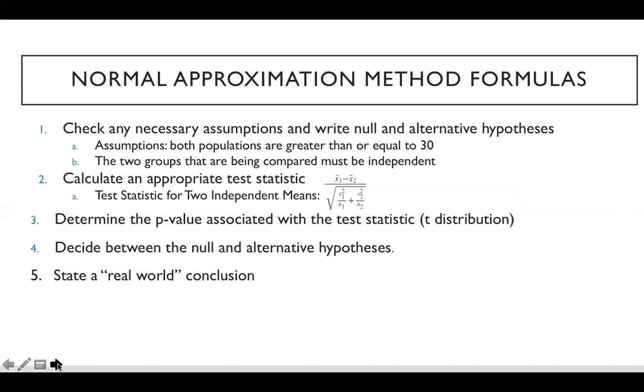We're going to check our assumptions and write our hypotheses. Our assumptions are that both sample sizes are greater than or equal to 30, and that our two groups are independent of one another. Then we're going to calculate the test statistic for two independent means. Then we're going to plug that test statistic into the t-distribution in order to calculate the p-value. And then decide between the null and alternative hypotheses, and then state a real-world conclusion.